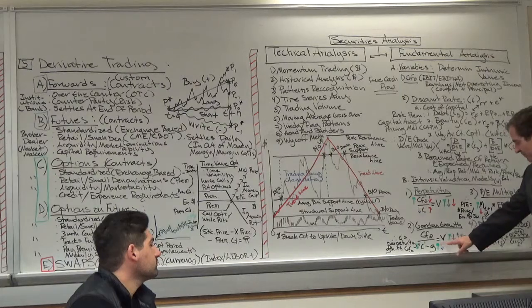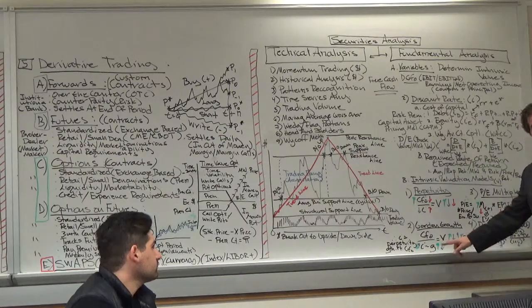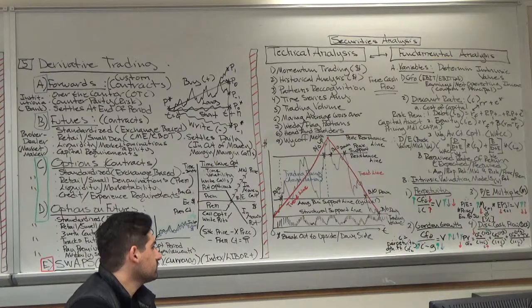So if G goes up, value goes up. If G goes down, value goes down. If the discount rate goes up, the value goes down. If the discount rate goes down, the value goes up. That's the law of financial economics in the intrinsic valuation using fundamental securities analysis.